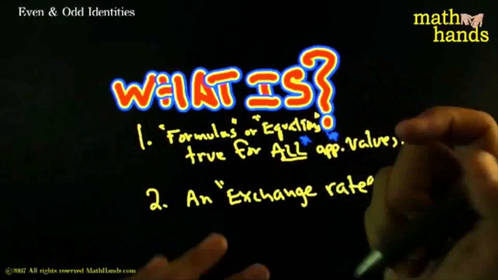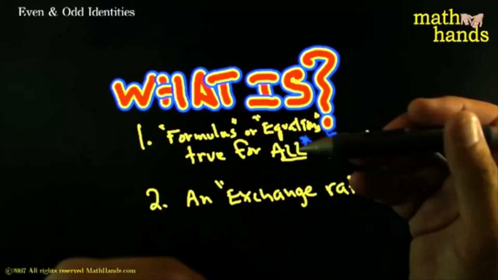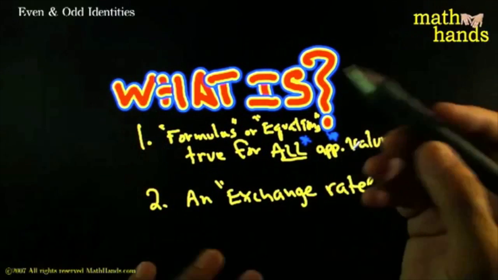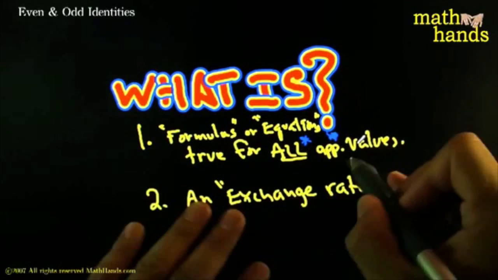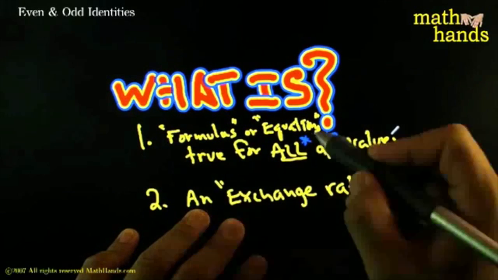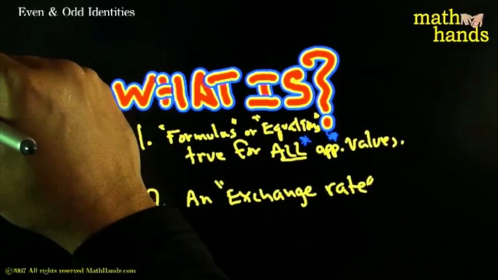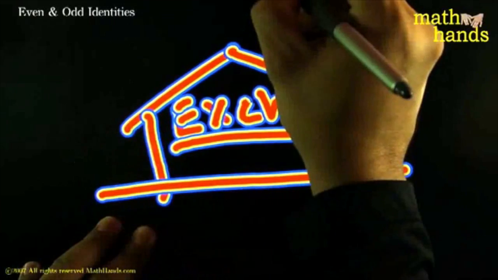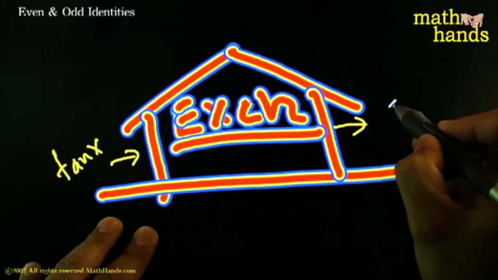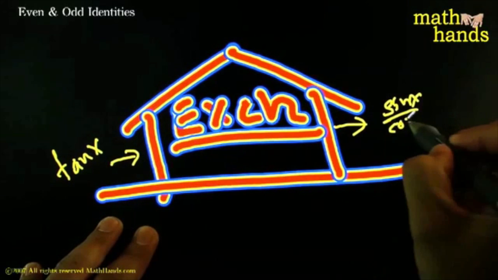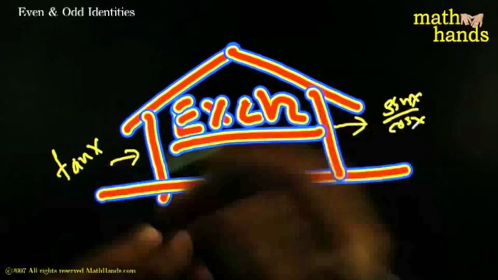What is an identity? An identity is a formula that's true for all possible values of the variables, with the exceptions of those values which may make either side undefined. The short way of saying that is just a formula that's true for all values of the variables, with a little star on that. Second characterization is an exchange rate, where you say, hey, if I bring you a tangent x, what can I exchange that for? Well, you say, oh, I'll give you a sine x over a cosine x for that tangent of yours, and so on and so forth.